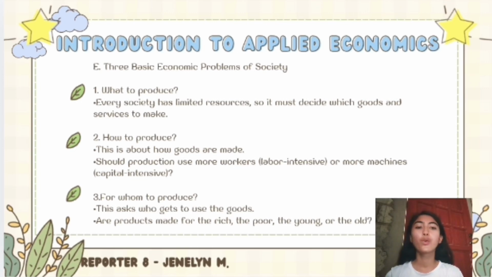This asks who gets to use the goods. Is the product for the elderly, or for children, or for wealthy people, or just for average people? So for example, a luxury car brand like BMW targets the wealthy, while a brand like Honda or Toyota is for average people.